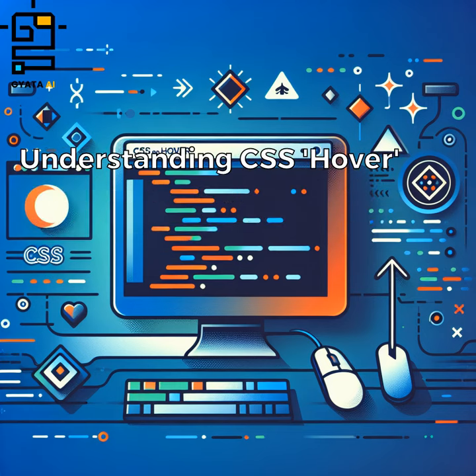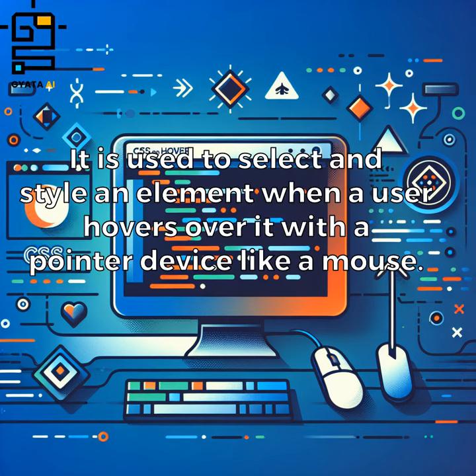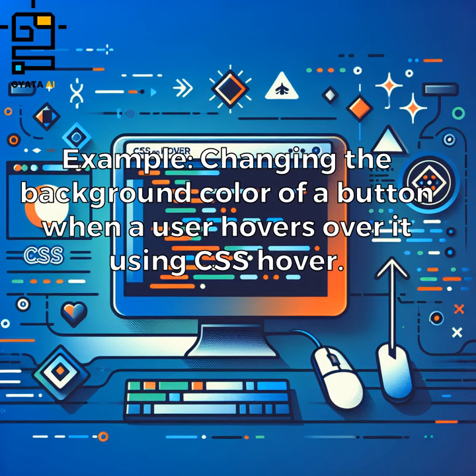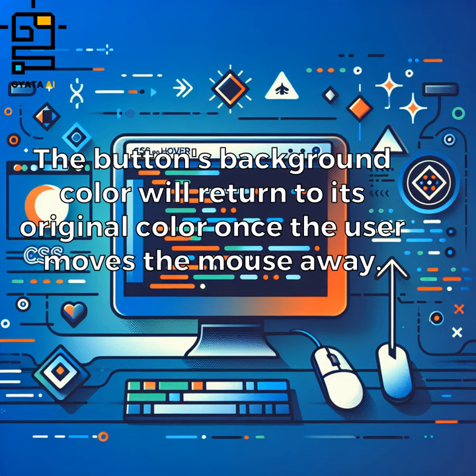Understanding CSS Hover. Hover is a pseudoclass in CSS. It is used to select and style an element when a user hovers over it with a pointer device, like a mouse. CSS Hover, example, changing the background color of a button when a user hovers over it using CSS Hover. The button's background color will return to its original color once the user moves the mouse away.